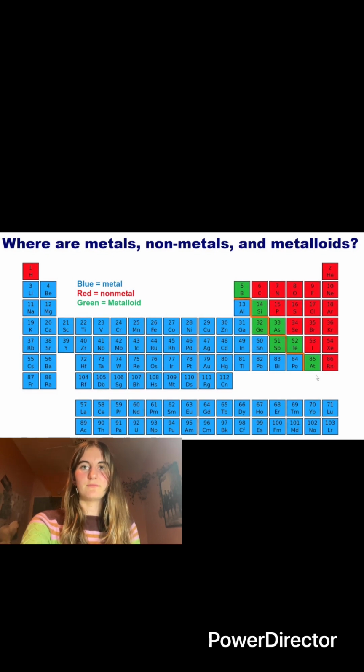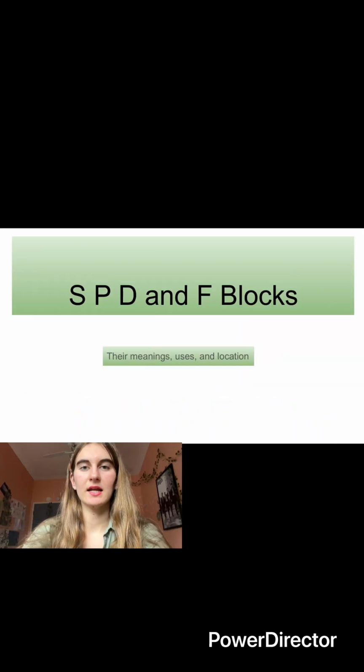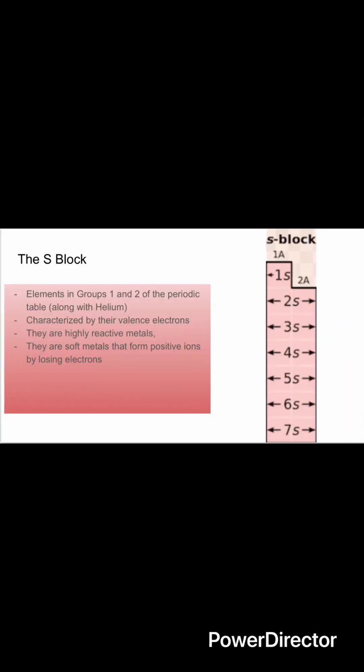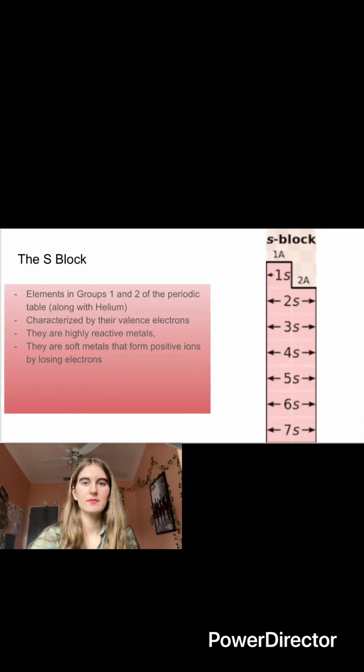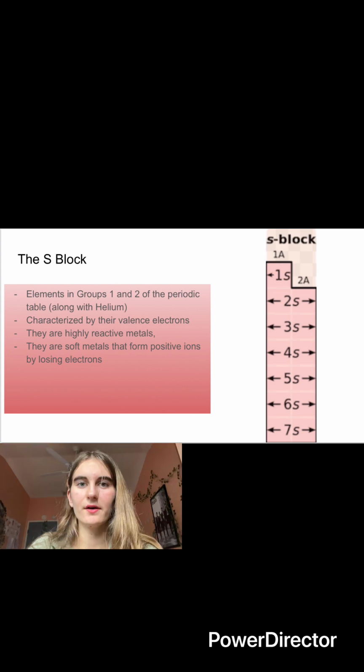The S, P, D, and F block is an arrangement on the periodic table of elements where the elements are grouped by the type of atomic orbital their valence electrons occupy. In the S block, the elements are in groups 1 and 2, along with helium. If you look up a chart, you'll be able to find it on the left side of the table. They are also characterized by valence electrons, they are highly reactive, and they are soft metals that form positive ions.